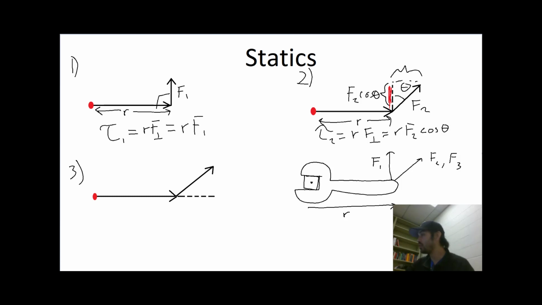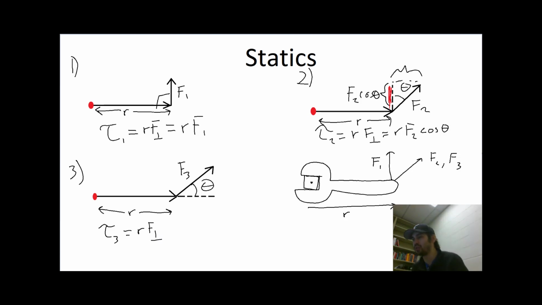Now let's look at case 3. Again, we have the same distance r here. We have this F3. But now, the angle that I have here is going to be this angle. Starting as we always do, we say that the torque 3 is going to be equal to r times F perpendicular.